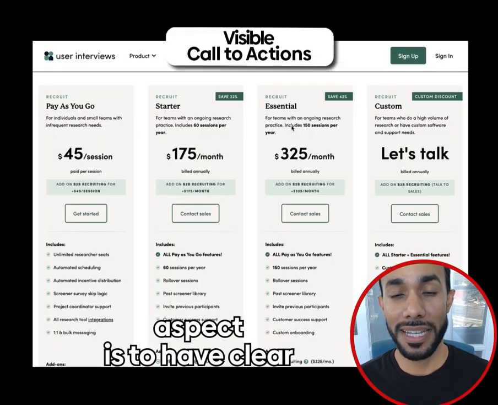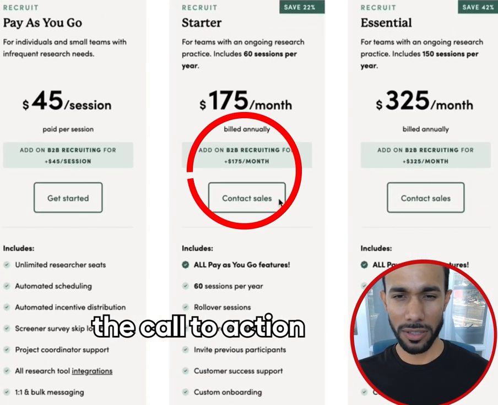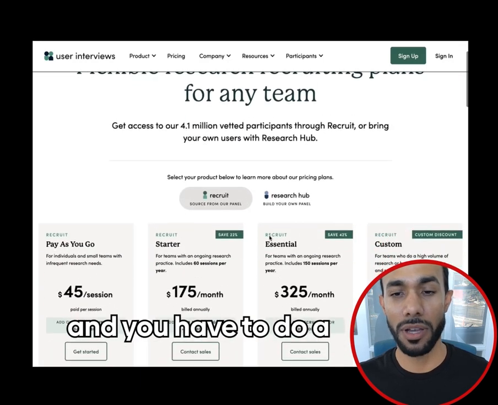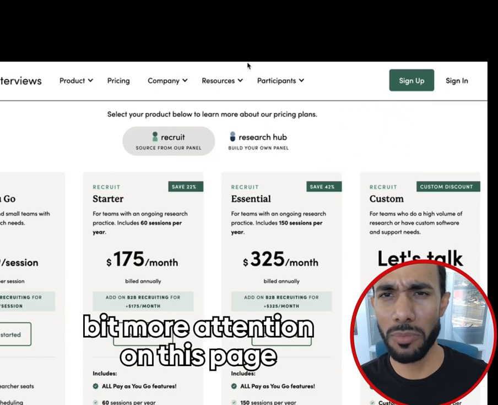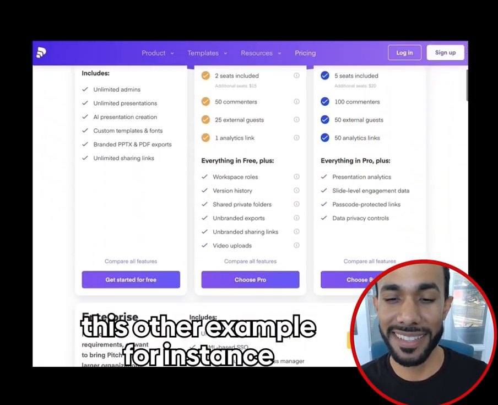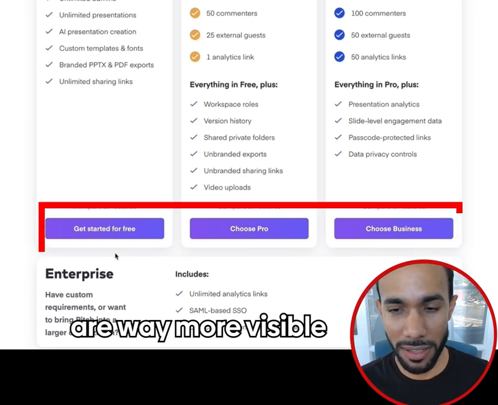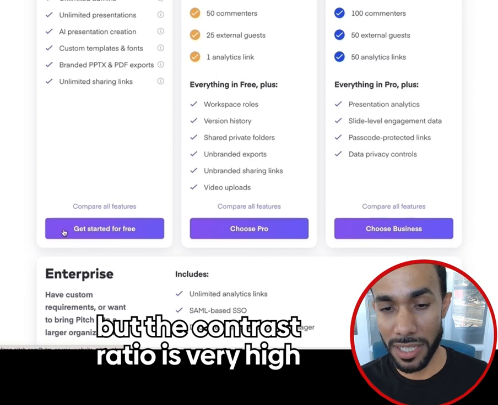Another very important aspect is to have clear, visible call to actions. You can see that here the call to actions is not necessarily the thing that is drawing the most attention on the page, and you have to do a lot of scrolling to discover them. It's almost like sign up is drawing a little bit more attention on this page. If we take a look at this other example, for instance, you can see that the call to actions are way more visible. You still have to scroll a lot to discover them, but the contrast ratio is very high.